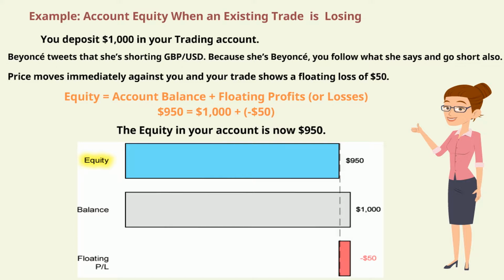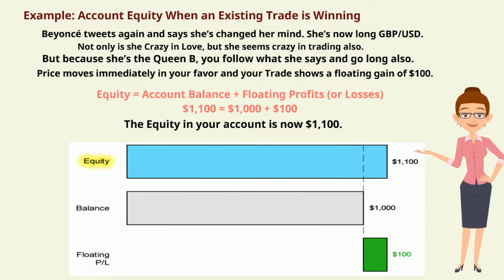Another example of account equity when an existing trade is winning. Beyoncé tweets again and says she's changed her mind. She's now long pound sterling to US dollar.